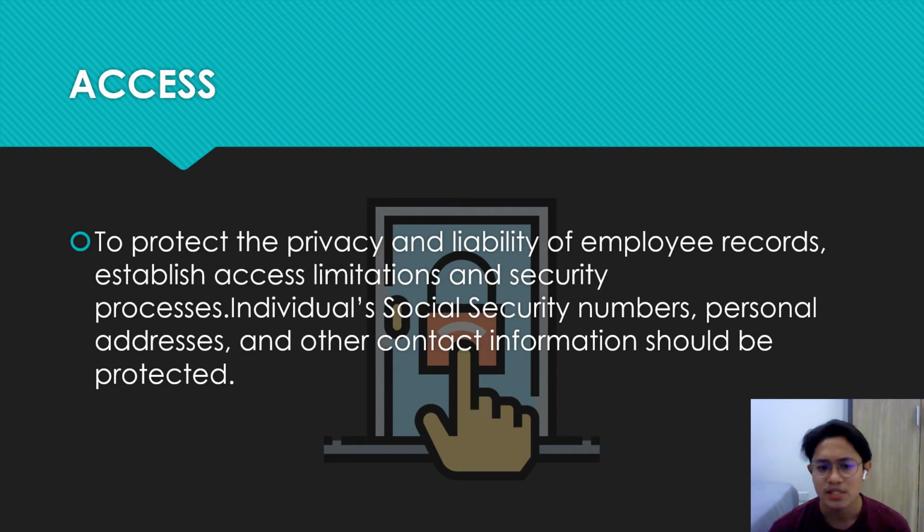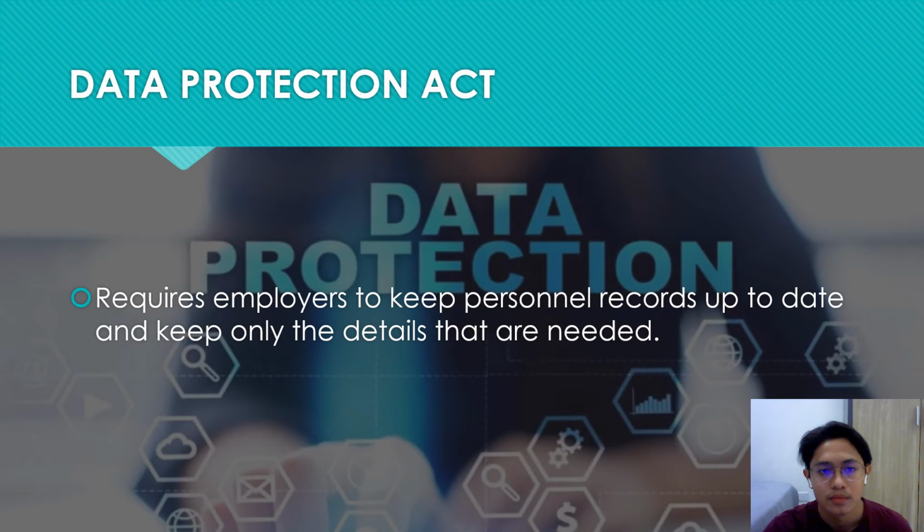So it is important to establish access restriction and security procedures for employee records to protect the privacy of employees and to protect the employers from potential liability for improper disclosure of personal information. Individual social security number, personal address, and other contact information should be protected. Then the Data Protection Act requires employers to keep personal records up to date and keep only the details that are needed.